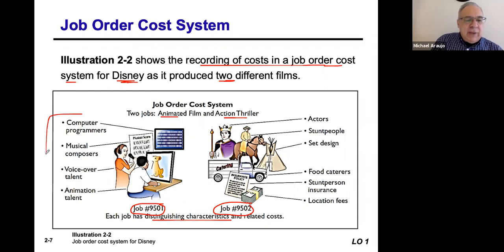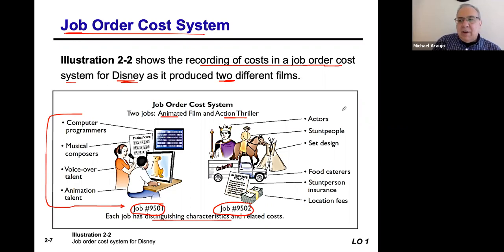Okay. And so for each film, there are just different things that are going to be needed. So for the animated film, you need the talent, the voiceover talent, computer programmers, etc. Each of these have to be costed very specific to this specific animated film. That's the purpose of a job order cost system. It's a specific job, it's a specific film. So all the costs are being measured specifically for that film.